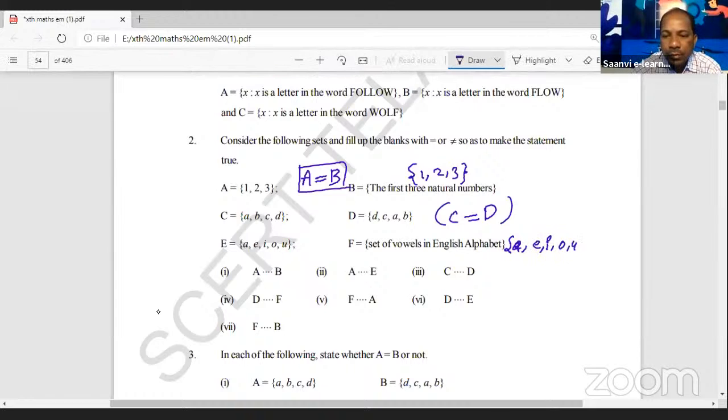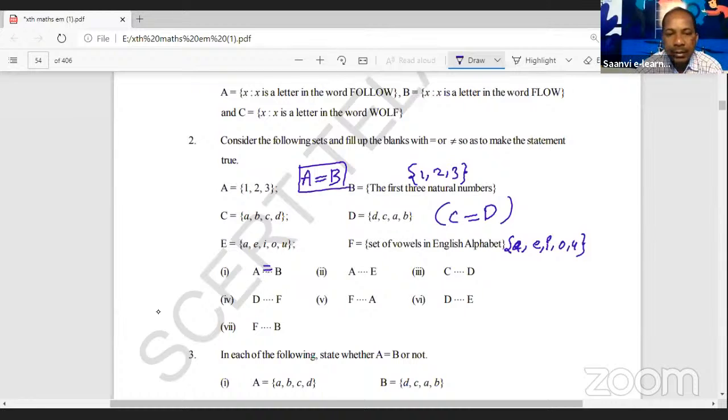AEIOU. Okay. So these two sets are equal, E and F. Now here some blanks are given. First A and B. Are they equal, A and B? Yes. They are equal. Write equal symbol.